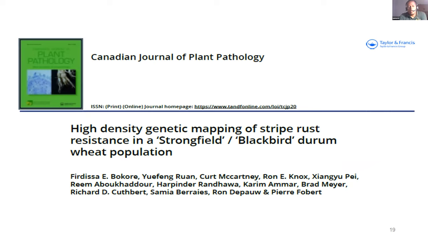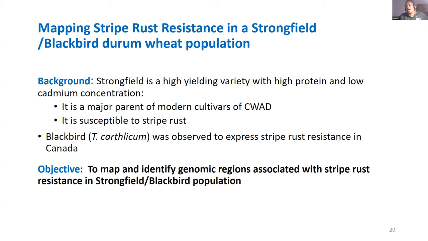And then the other work which we reported in the Canadian Journal of Plant Pathology is high-density genetic mapping of stripe rust resistance in a durum wheat population of Strongfield by Blackbird. Strongfield is a high-yielding variety, and it has high protein and low cadmium concentration. It's a major parent nowadays for modern durum cultivars, but it's susceptible to stripe rust, at least in Canada. Blackbird is a tetraploid accession, and was observed to express stripe rust resistance during epidemic years recently in Canada.